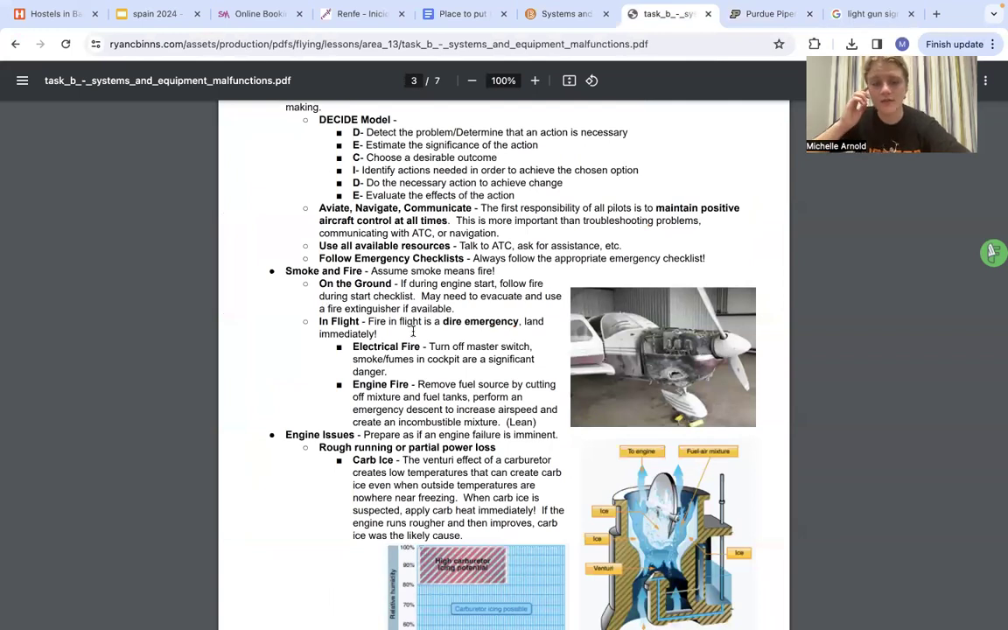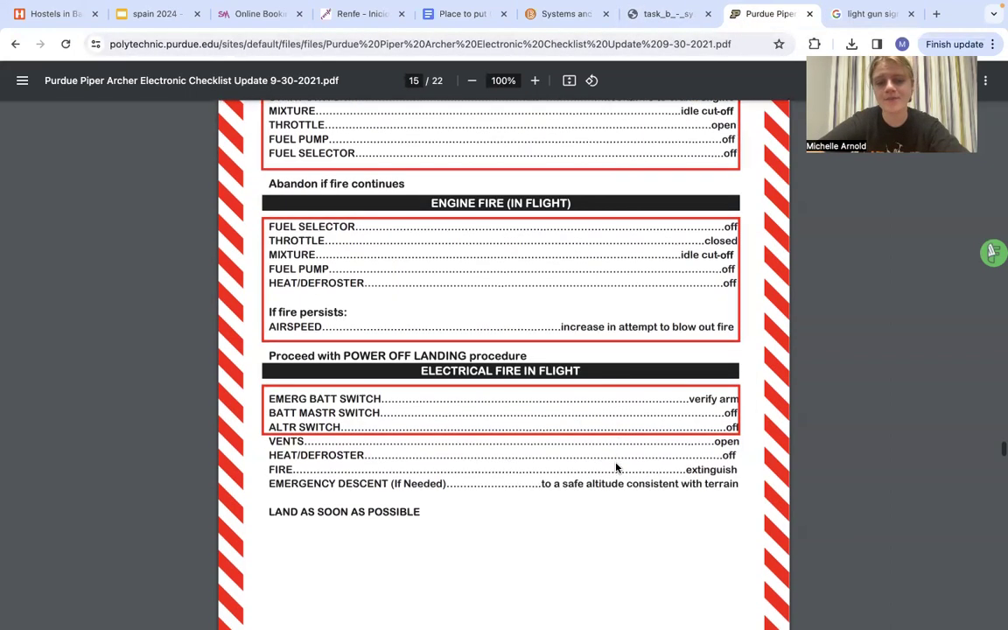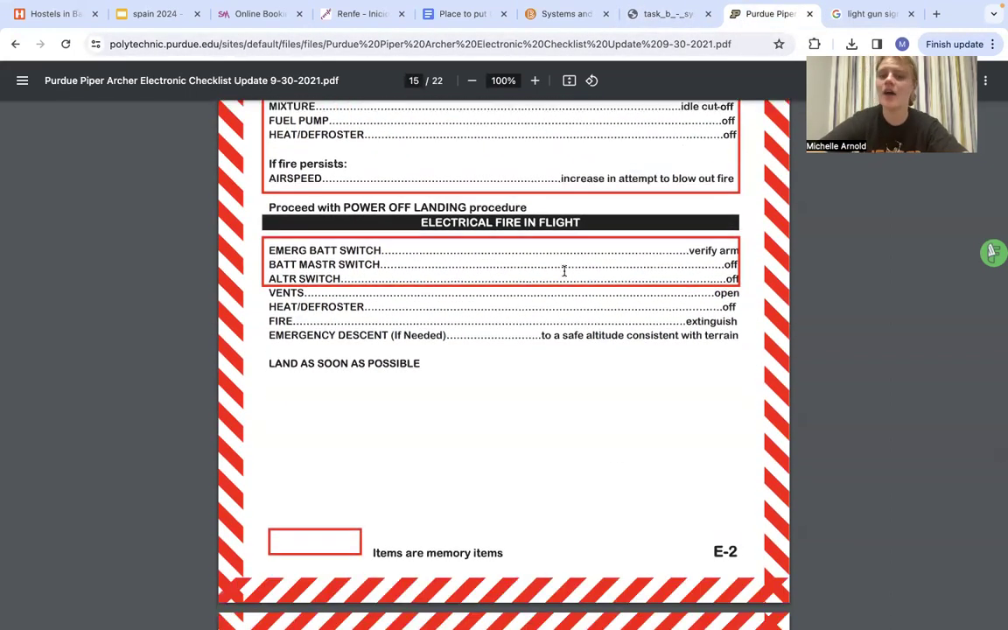All right. So that was for an engine fire, is what I just explained, but you can also have an electrical fire. And for an electrical fire, instead of turning off all the fuel sources, you're going to want to turn off all of the electrical sources. So electrical fire during flight, again, you should have this red box completely memorized.